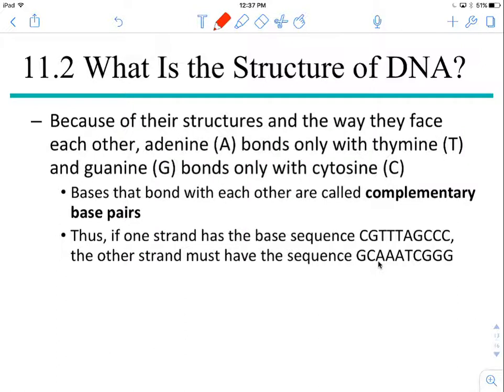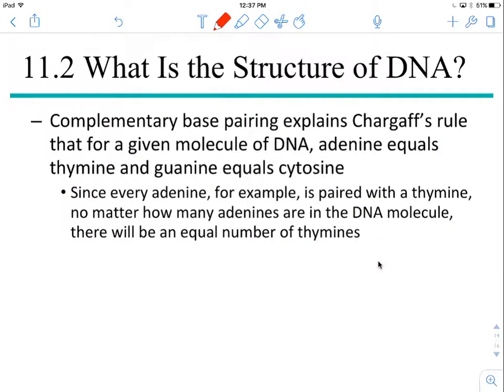Because of their structures and the way they face each other, right? A bonds with T, thank you, Chargaff. G bonds with C, thank you again, Chargaff. Okay, this is called complementary base pairs. So if you have any sequence of DNA, you can get the corresponding sequence. Easy as pie. Okay. Complementary base pairs exchange Chargaff's rule. This basically, again, is saying A goes with T and G goes with C.